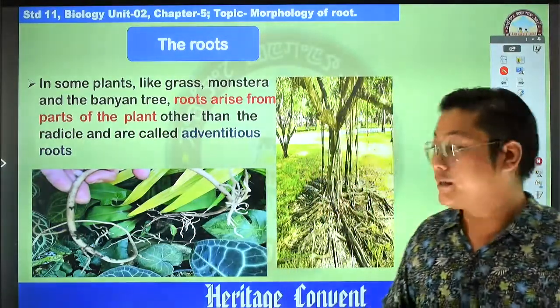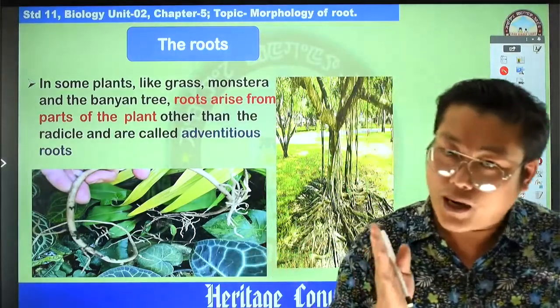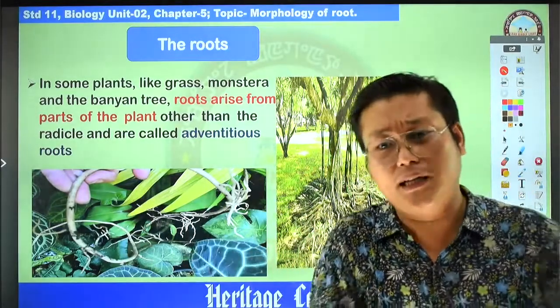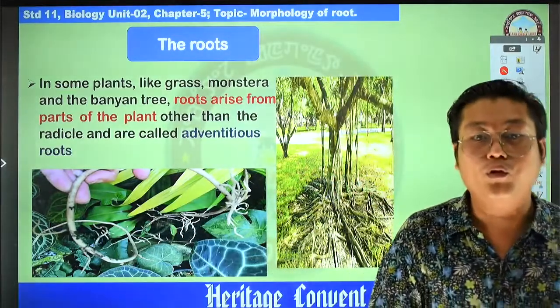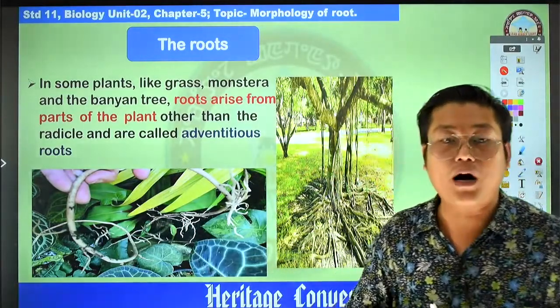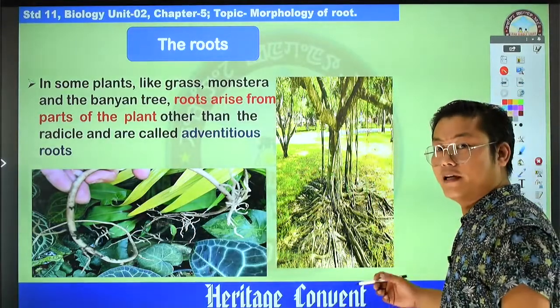My point is, the roots that arise from the parts of the plant other than the radicle are known as adventitious roots. Getting my point? Getting my point?